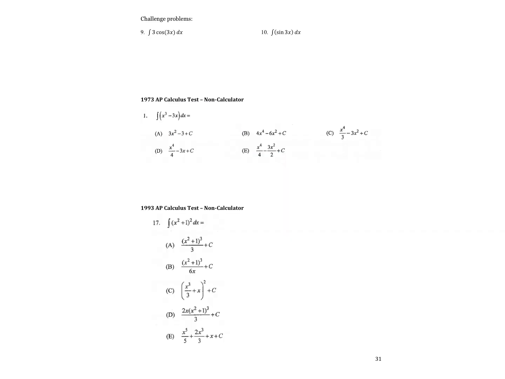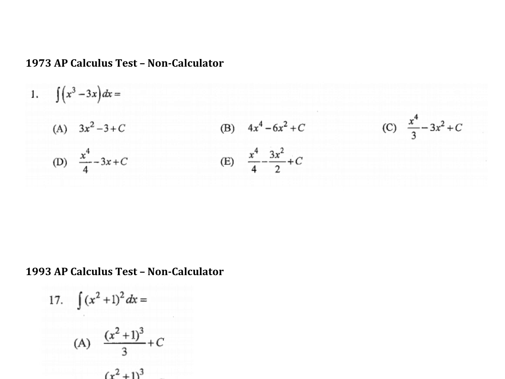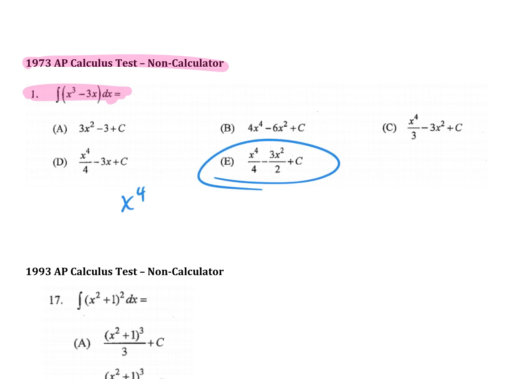Let's go on page 31, this guy. See if you can redeem yourself. And we're just going back to 1973, y'all. That's all. 1973. I want you to try that one. Adding 1 to the exponent, dividing by my new exponent is going to get me there. Cool?